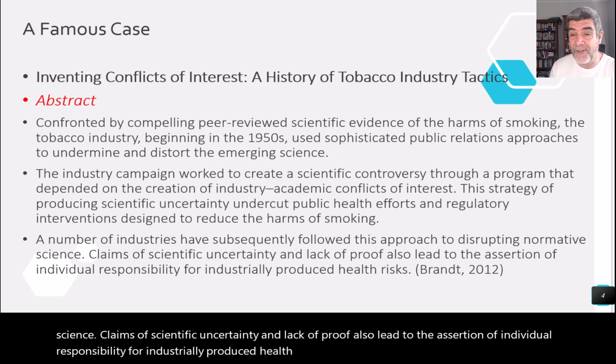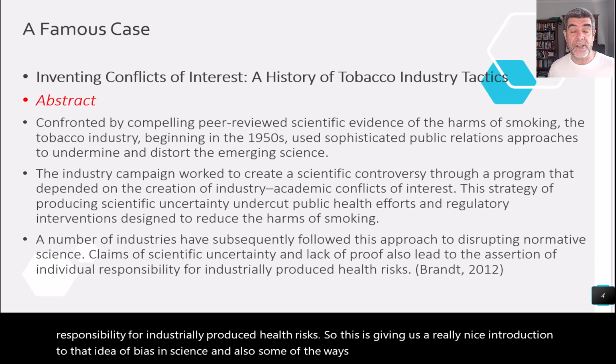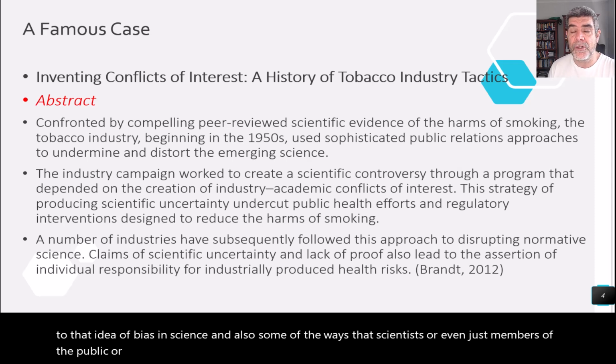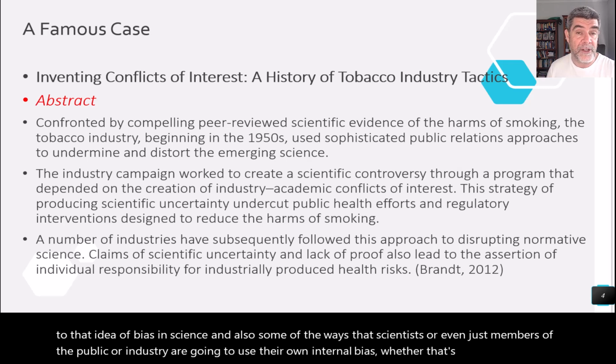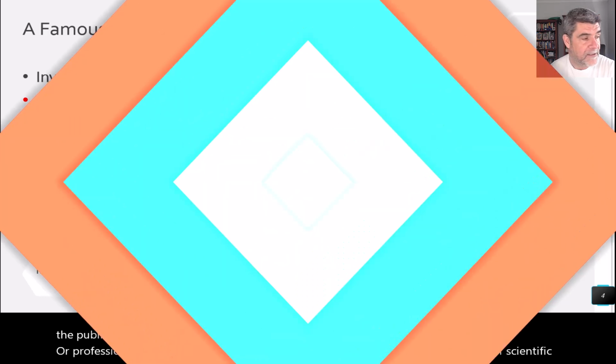Claims of scientific uncertainty and lack of proof also lead to the assertion of individual responsibility for industrially produced health risks. So this is giving us a really nice introduction to that idea of bias in science, and also some of the ways that scientists, or even just members of the public or industry, are going to use their own internal bias, whether that's personal or professional or possibly even both, to read, interpret, and discuss different types of scientific experiments and findings. What does that mean for us?